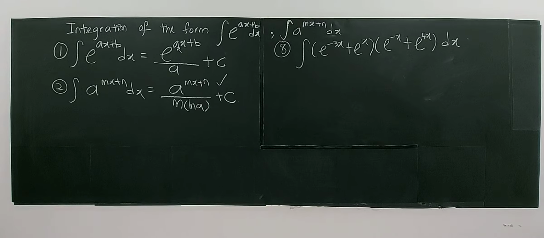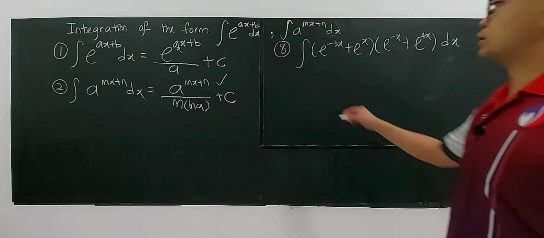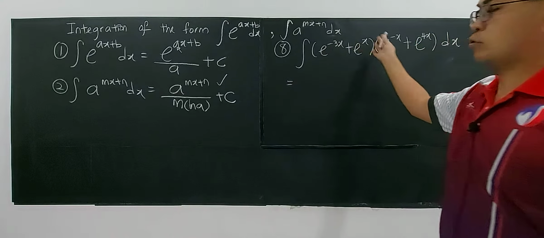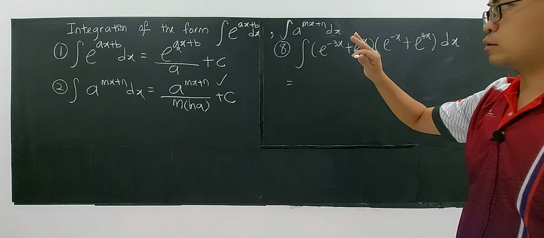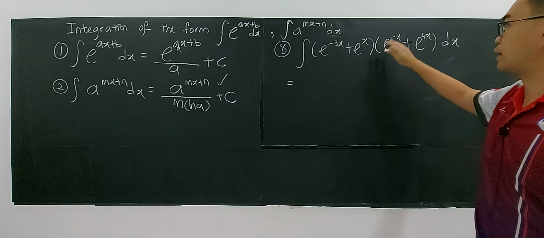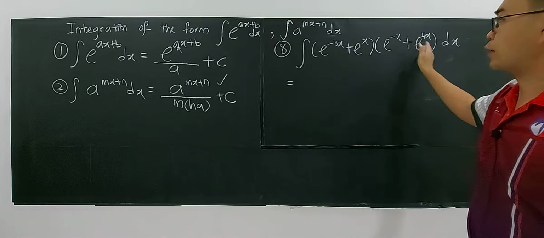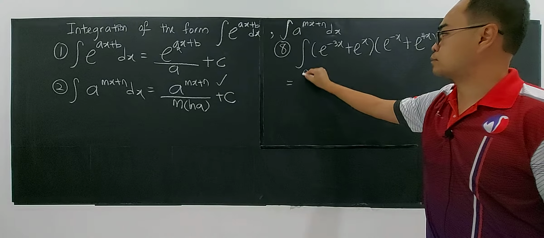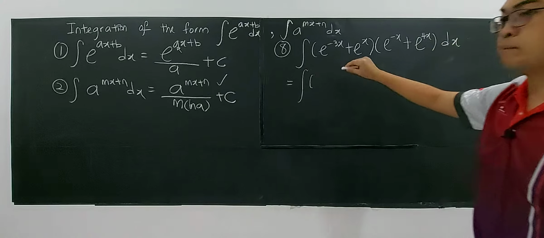Alright, let's move on with this last example for the integration of exponential function. For this case, very simple. Before you integrate, you cannot integrate separately, right? This is a multiplication, so you have to expand first. It means you have to simplify.